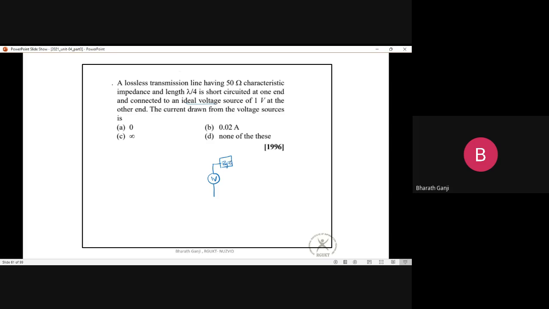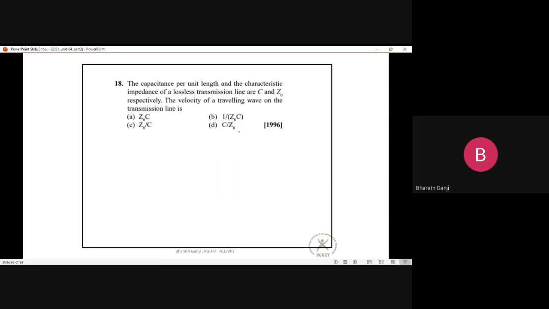So ZG is taken as 0 and this source is connected to a transmission line. Okay, and they're saying that the line impedance is 50 ohm and the line is terminated with a load which is a short circuit. So the load is short circuit, so ZL equal to 0, and they are saying the line is a lambda by 4 line. So if it is a lambda by 4 line, what is the input impedance you see? Zin is equal to Z0 square divided by ZL, which is infinity. So what you see here is an open circuit. So the source sees an open circuit, so no current will be flowing into the circuit. So the current drawn from the source is 0.